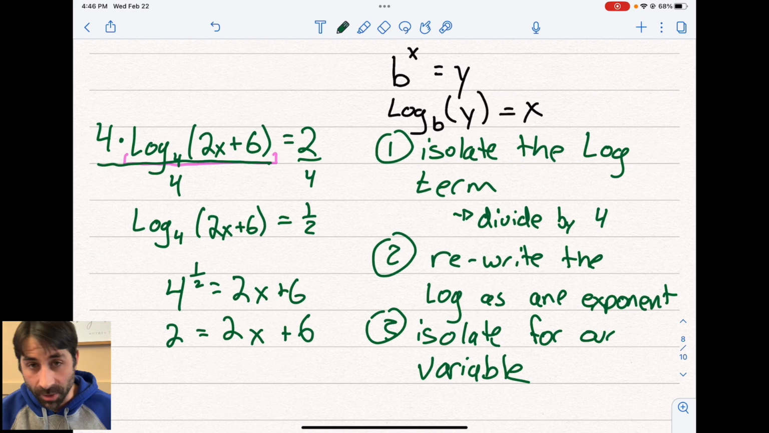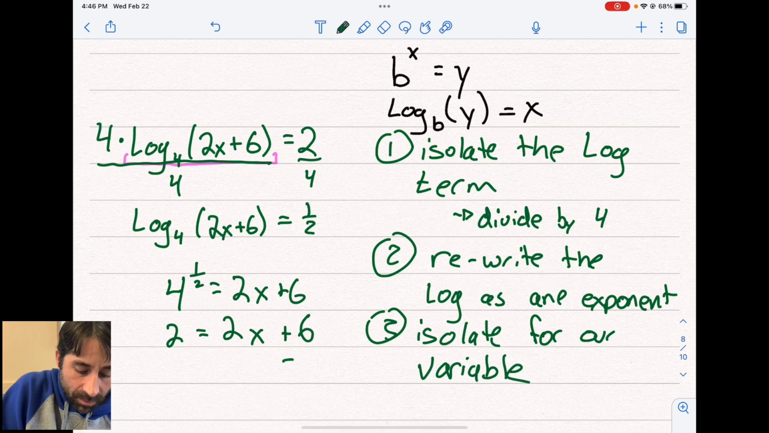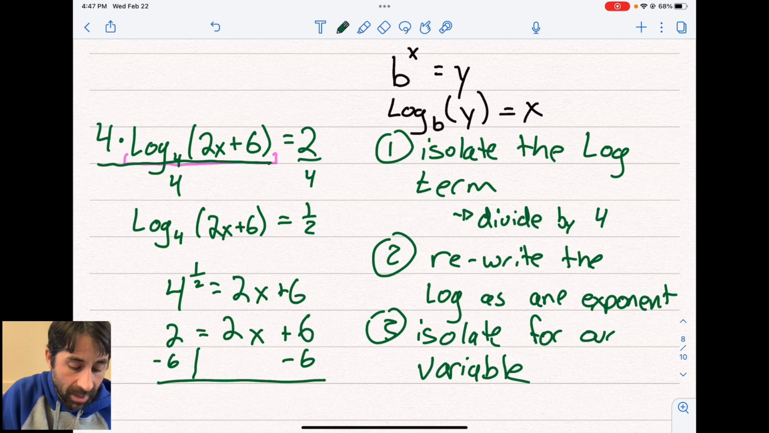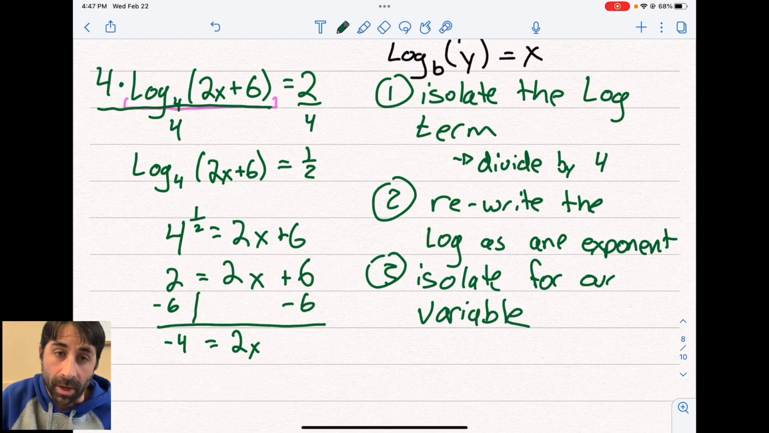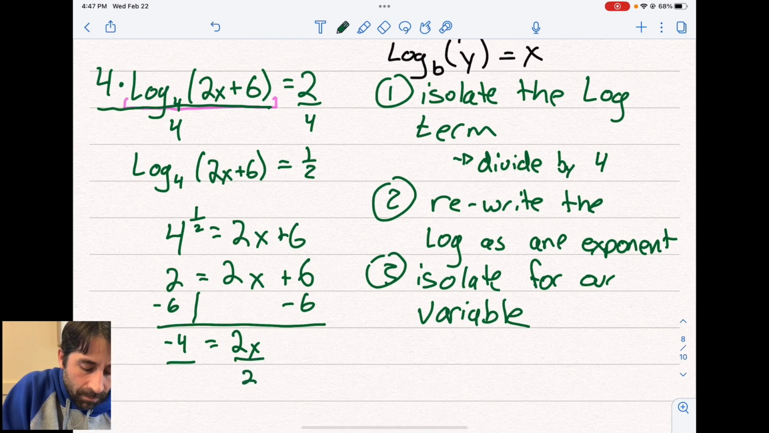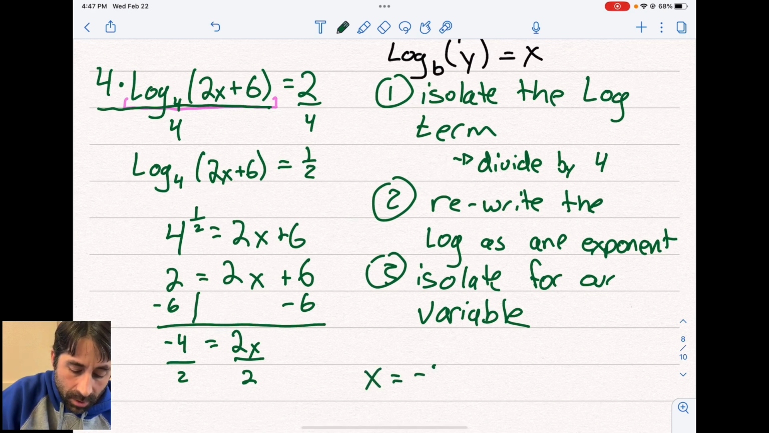You undo the operations in the opposite order that you would use when evaluating expressions. On the right hand side I have multiplication and addition. Usually you would evaluate the multiplication first and then the addition, but since we're undoing them, we undo them backwards. So the first thing I'm going to do is subtract 6 on both sides. 2 minus 6 is -4. Now we divide both sides by 2, and we get x is equal to -2.